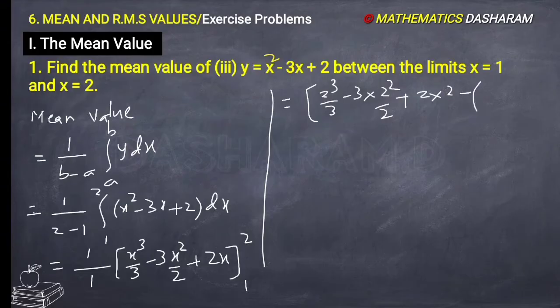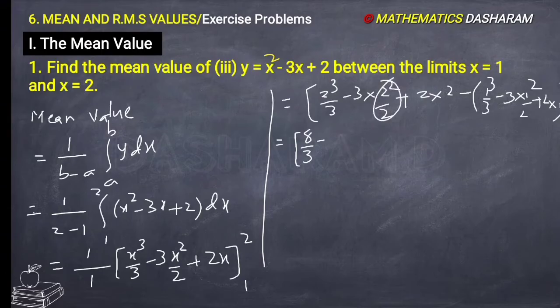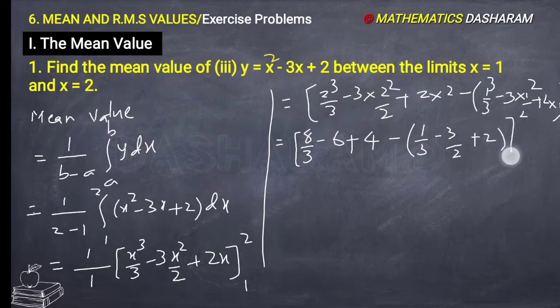Next, minus, substitute the lower limit: 1 cube by 3 minus 3 into 1 square by 2 plus 2 into 1. It is equals to 2 cube, 8 by 3, minus 3 into 2 square, 4, 4 by 2 answer is 2, 3 2s are 6, and 2 2s are 4. Next, minus 1 by 3 minus 3 by 2 plus 2.